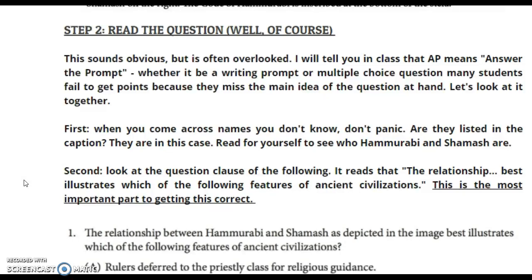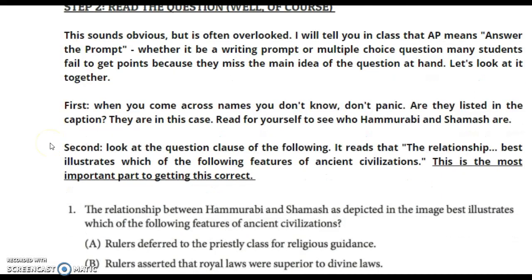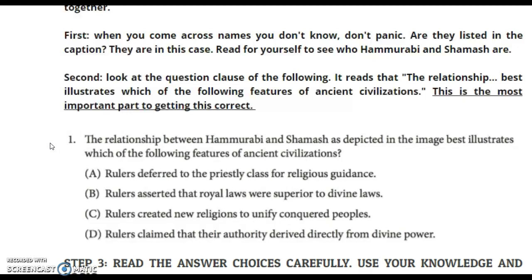So when you come across names that you don't know, don't panic. Are they listed in the caption? They are in this case, so you can read to see who Hammurabi and Shamash are. So here's the question. You can read through that on your own, and there's the options.